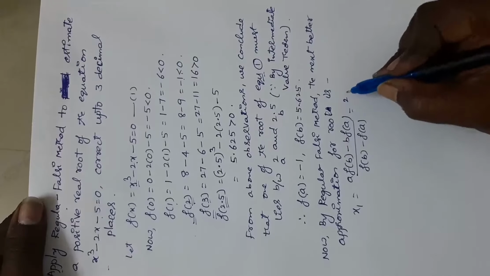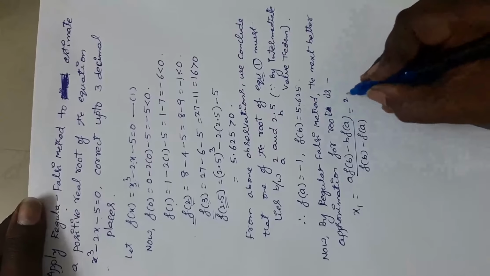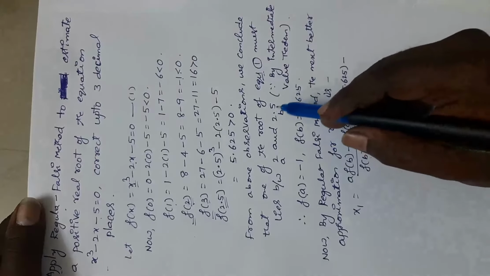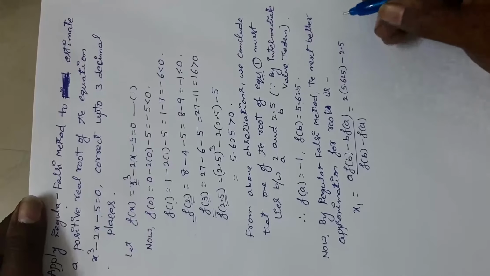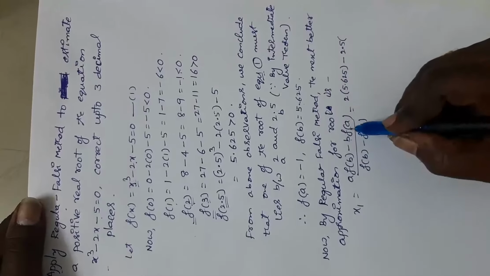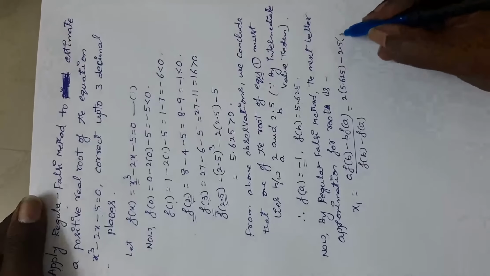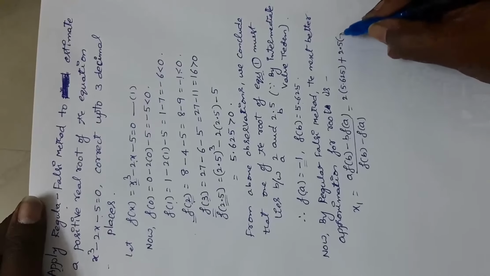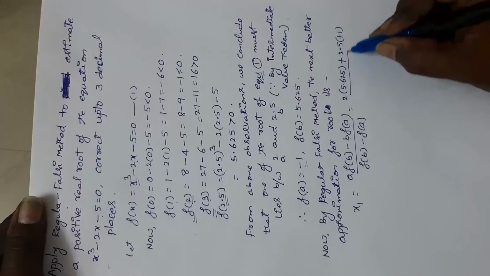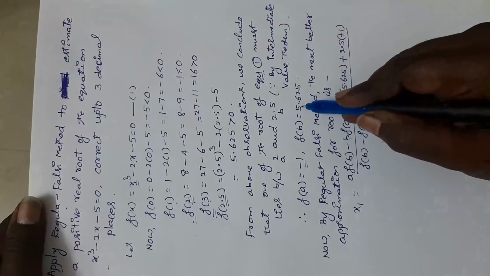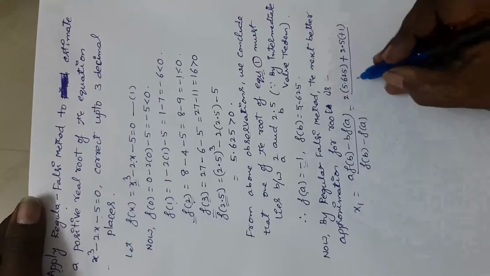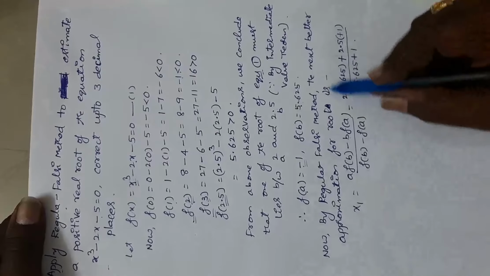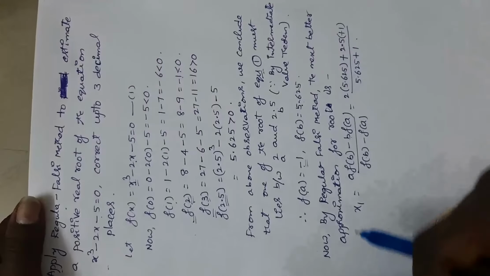a is nothing but 2. What is f of b here? 5.625, minus b value is 2.5, of what is f of a? See, f of a is minus 1. So here we have to write minus 1, but directly write minus of minus is plus. So you will write here only plus 1 by f of b minus f of a. So 5.625 minus of minus, plus 1. So 5.625 plus 1.